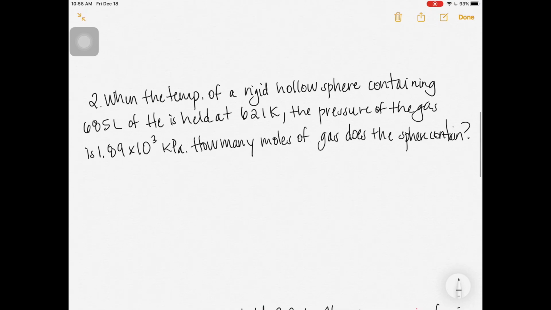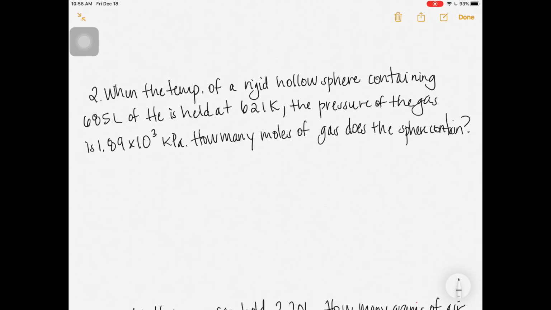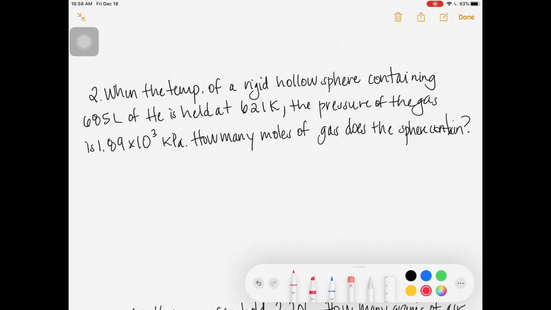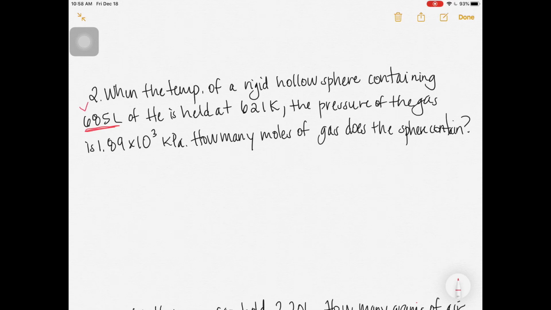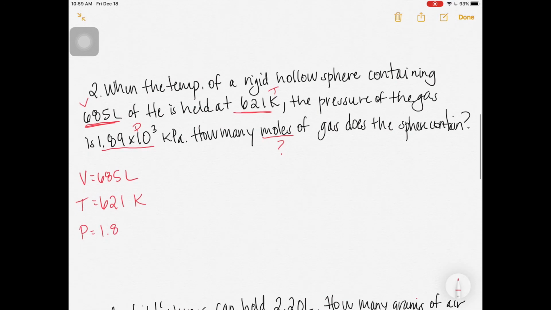It says when the temperature of a rigid hollow sphere containing 685 liters, so I want to make a note of what those are, that's a volume, of helium is held at 621 Kelvin, that's a temperature, the pressure of the gas is this. How many moles of gas does the sphere contain? If you don't like to underline and label them in your problem, then you've probably written them out to the side. This is keeping track of your known values. We know the volume, we know the temperature, and we know the pressure.